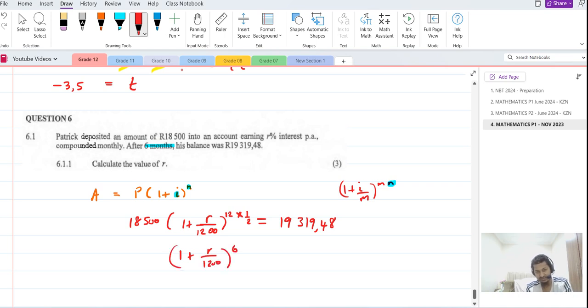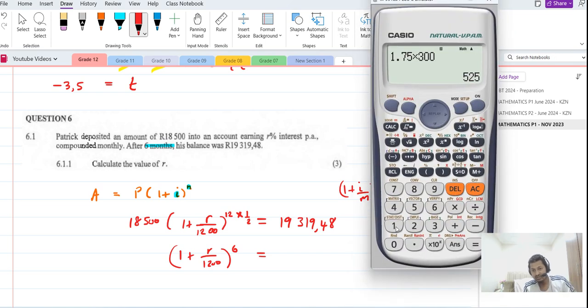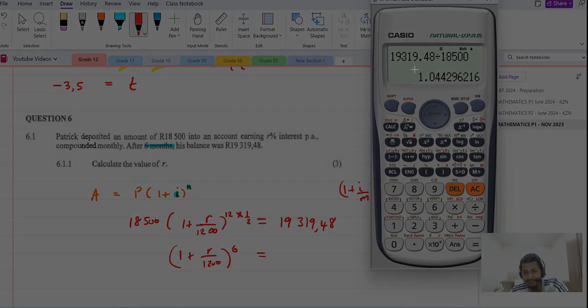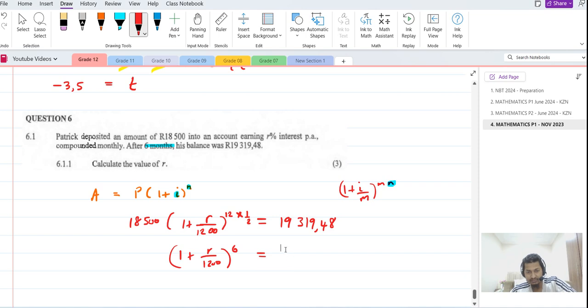As I said, this must correlate. So if this is in months, that must be in months. So we got 6 months here is equal to, we're going to divide both and take more decimals. 19,319.48, we're going to divide it by 18,500 and we're going to get an answer of 1.044. Let me just copy this. Right, so I get an answer of 1.044, right?